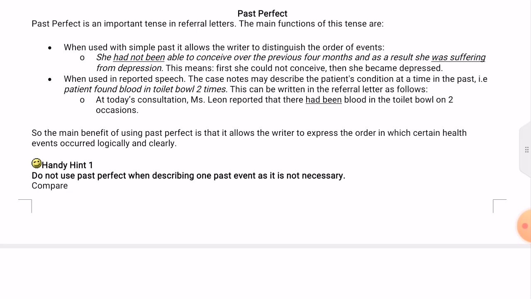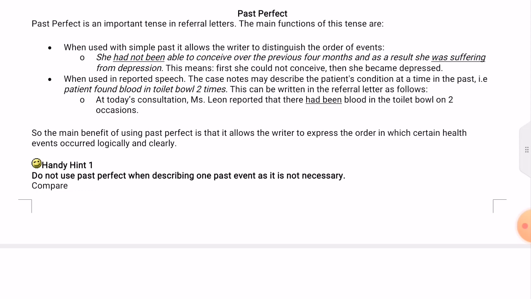When used in reported speech, the case notes may describe the patient's condition at a time in the past. For example, the case note says: patient found blood in toilet bowl 2 times. This can be written in the referral letter as follows. For example, at today's consultation, Miss Leon reported that there had been blood in the toilet bowl on 2 occasions. So there is "2 occasions" in this sentence.